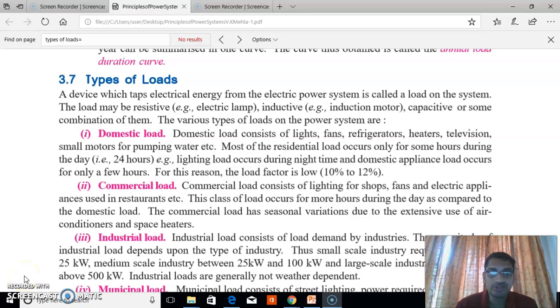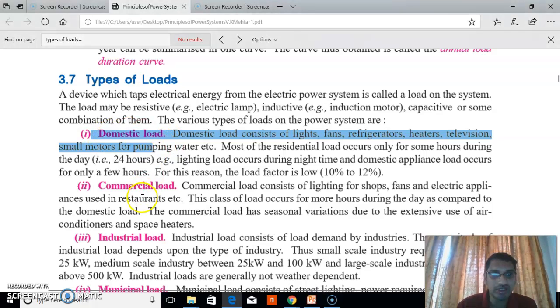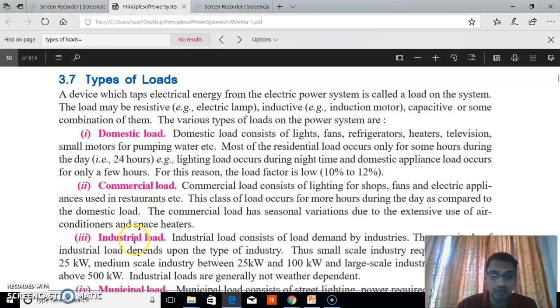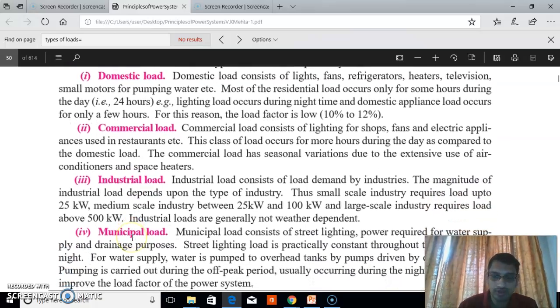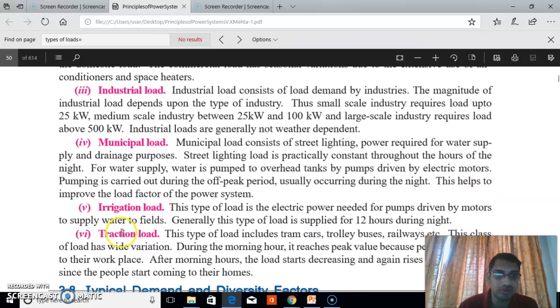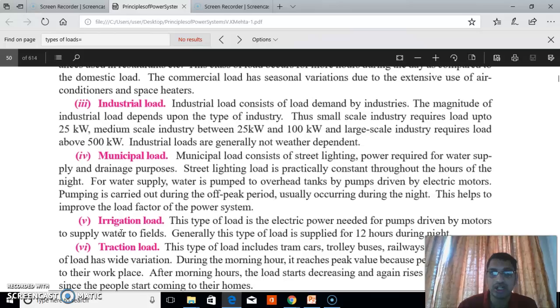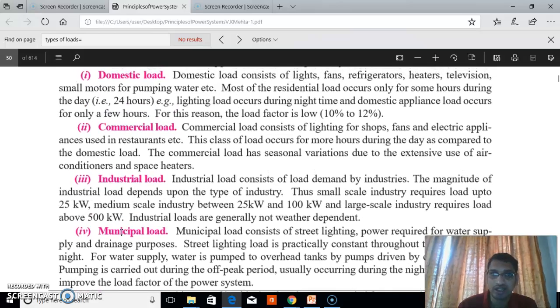In this video, I will explain the different types of loads in an electrical system. The loads can be classified into different categories. The first one is domestic load. The second one is commercial load. Third, industrial load. Fourth, municipal load. Fifth, irrigation load. And the last one, traction load. So these are the classifications of different electrical loads.